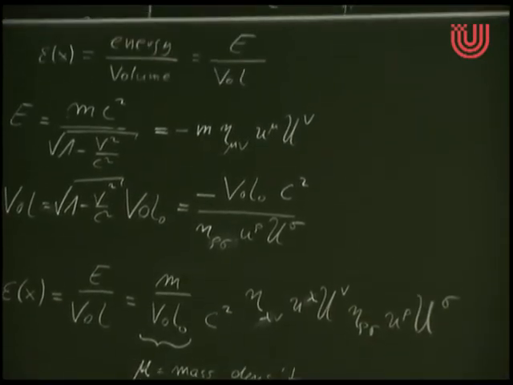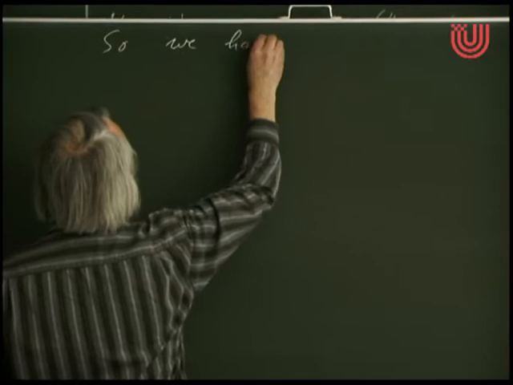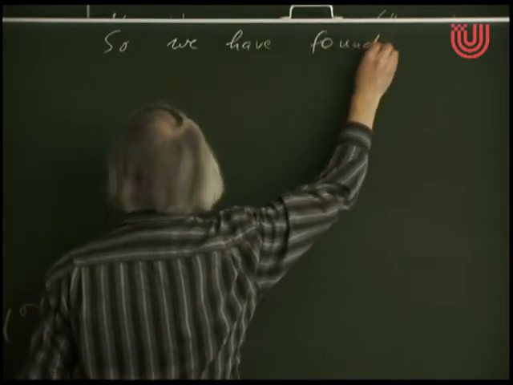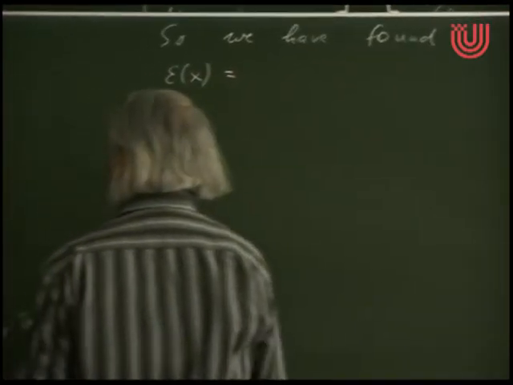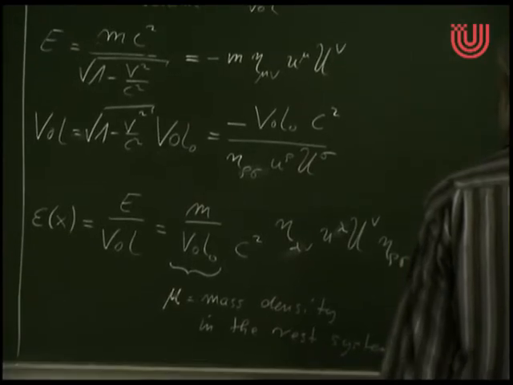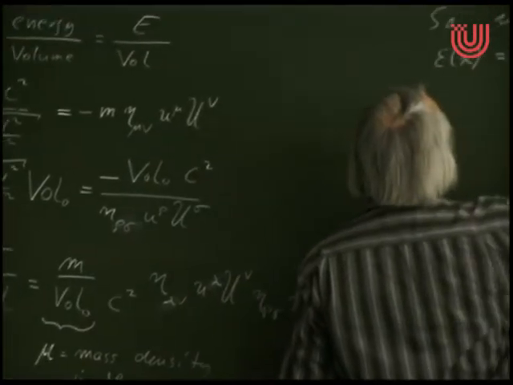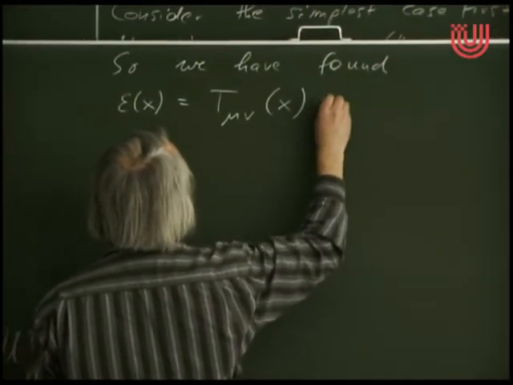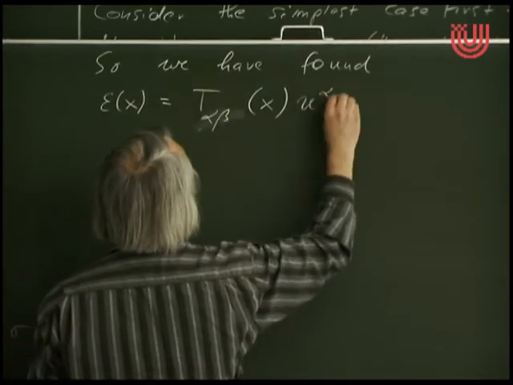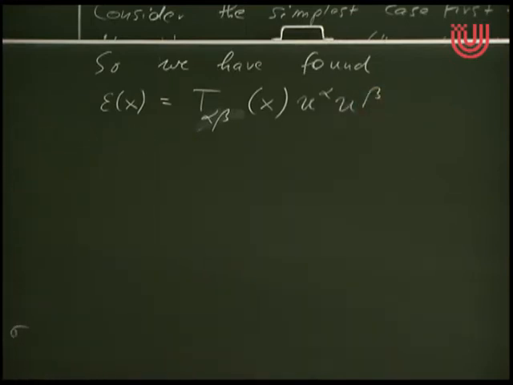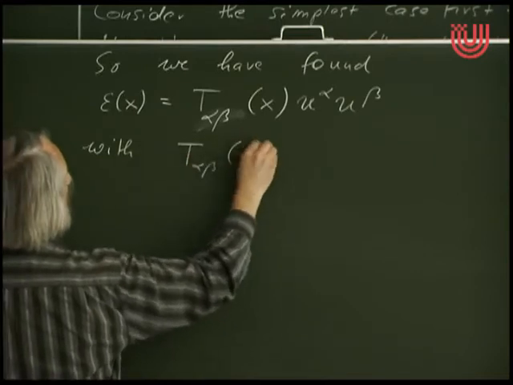So let's summarize this. So we have found what? So we have found that epsilon of x is, let me write it in this way. It's something which I call T mu nu of x. I wanted to avoid the mu and mu. So let's write alpha and beta. U alpha, u beta, with T alpha beta, which depends on x, is what?